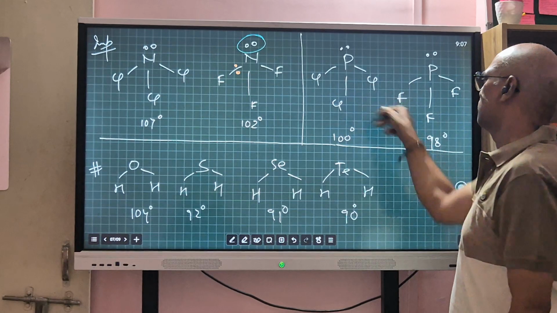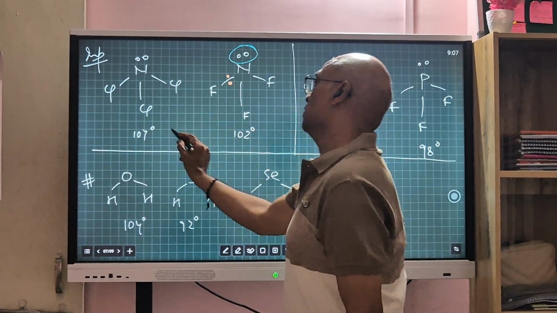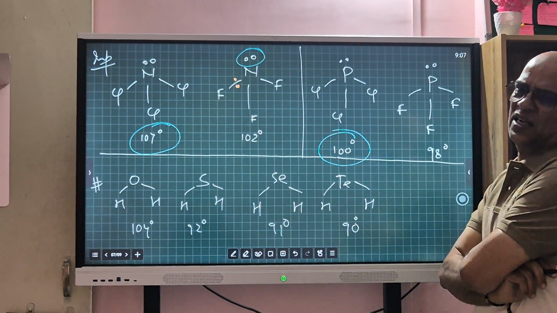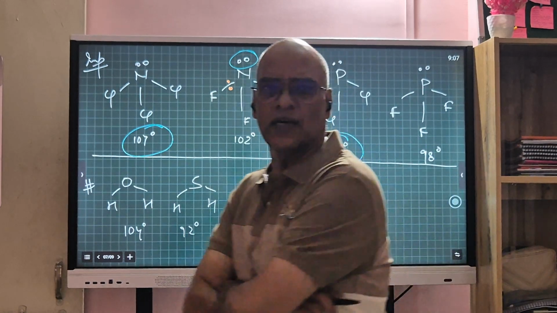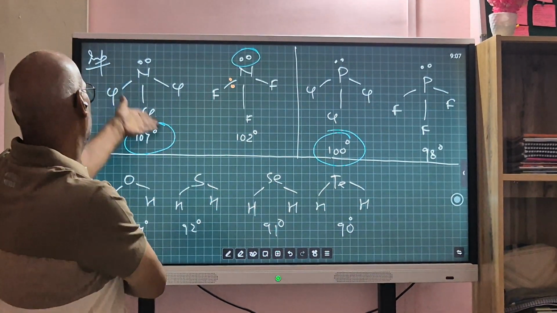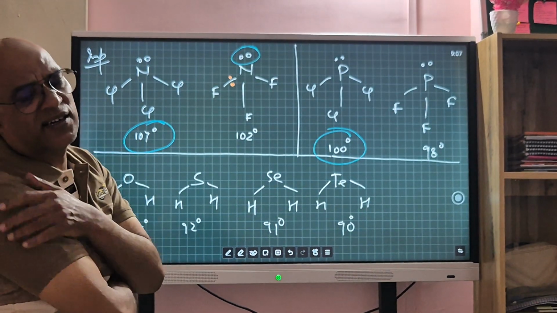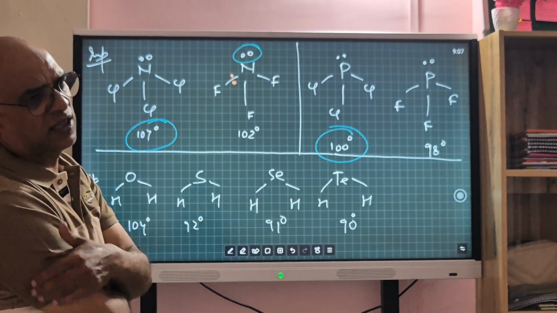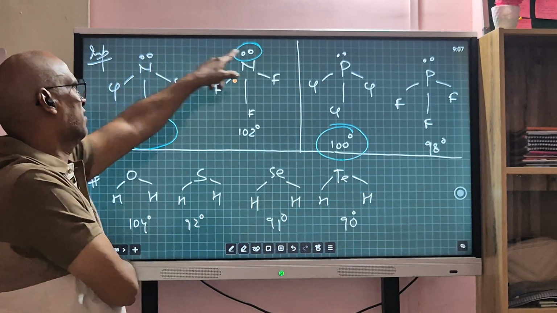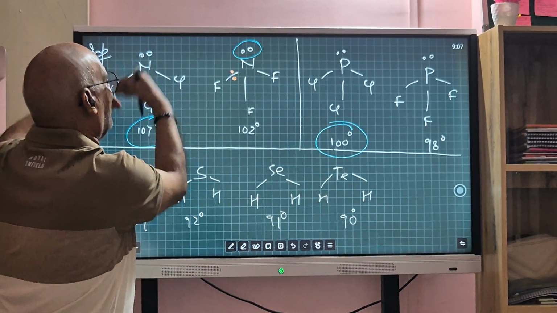Similarly here also the same classical example, but see, here you can observe 107 degree, 100 degree. Why is there such a difference? Phosphorus is below nitrogen. NCl3 bond angle is 107 degree and PCl3 bond angle is 100 degree. Why is there such a difference? Okay, so we can use the same classical concept. Nitrogen is more electronegative than phosphorus, so the bonded pair will be closer. Now we are contradicting each other.